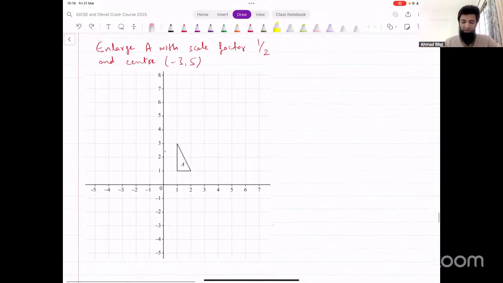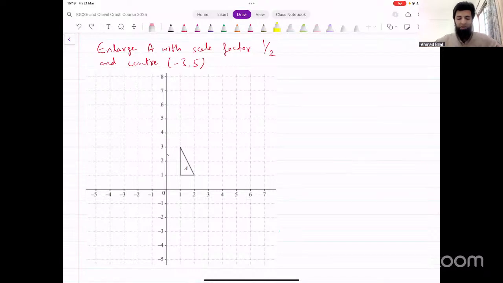And then let's have a look at this example. Now we want to enlarge this triangle with scale factor 1/2 and center -3, 5. Center -3, 5, scale factor 1/2. What's the center now? -3, 5. Where's that point going to be? That point is right here. This is -3, 5. That's the center of rotation.